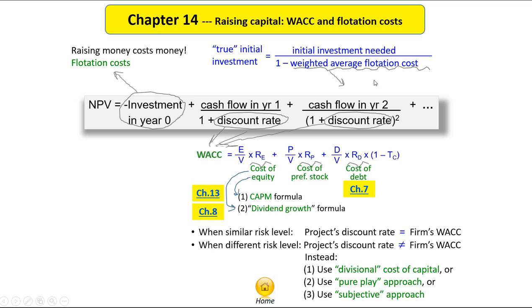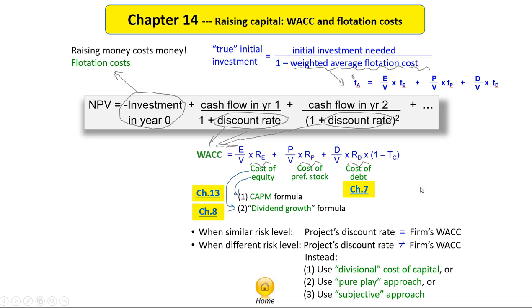The weighted average flotation cost has its own formula, which says F_A, the weighted average flotation cost, equals E over V, the weight of equity that we are raising, multiplied by equity flotation cost, F_E, plus the weight of preferred stock, P over V, multiplied by preferred stock's flotation cost, F_P, plus the weight of debt, D over V, multiplied by the flotation cost for debt, F_D.